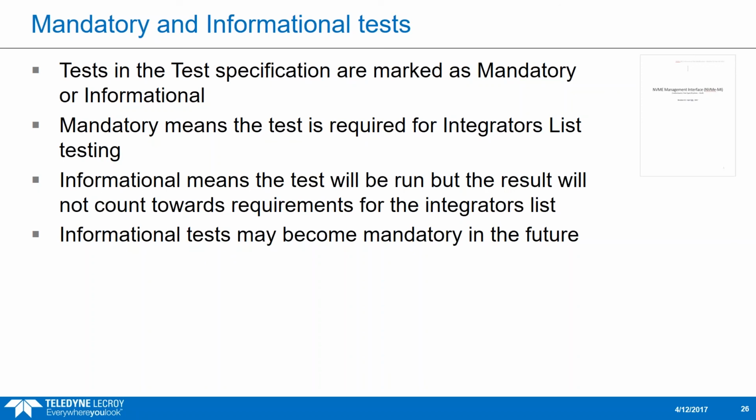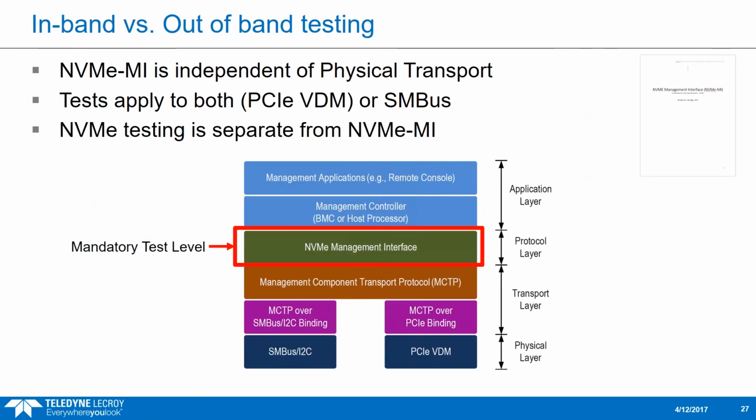Inside this NVMe Management Interface Conformance Test specification, the tests are marked either as mandatory or informational. Now this applies to whether it's going to be included for the integrators list testing when the device gets tested at the Plugfest. So tests that are marked as mandatory will be required at this Plugfest if you want the device to be listed on the integrators list. Informational tests will also be run, and we will gather the results of those, and it is possible in the future that those tests become mandatory as well. So informational means the tests will be run, but it does not count towards the requirement for the integrators list.